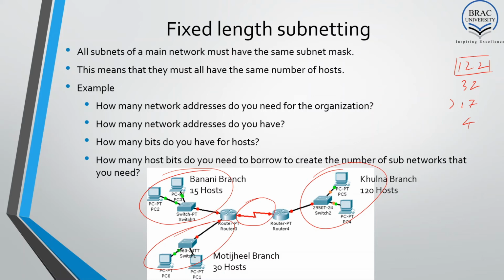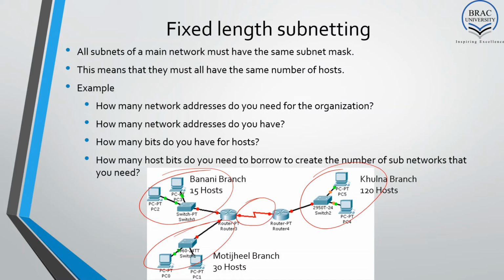So I hope that cleared up the concept. Anyway, all subnets on the main network must have the same subnet mask, as I said. Since I was breaking them down into 2 to the power 7, I applied 7 bits to the host, so the rest of them are the network bits. So if this was a network, 192.168.1.0/25 would have been the network address for all those subnets. All right, so something like that. So this means that they all must have the same host, as I just said.